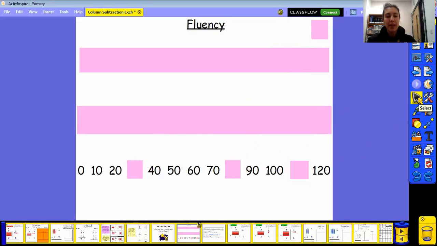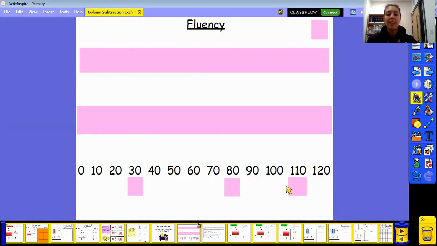Which numbers are missing? You might think in your head that you already know which numbers are missing. Let's do the sequence again from 0. 0, 10, 20, 30, that's right, well done. Carry on, 40, 50, 60, 70, that's right, well done. It's 80, let's carry on, 90, 100, 110, well done.